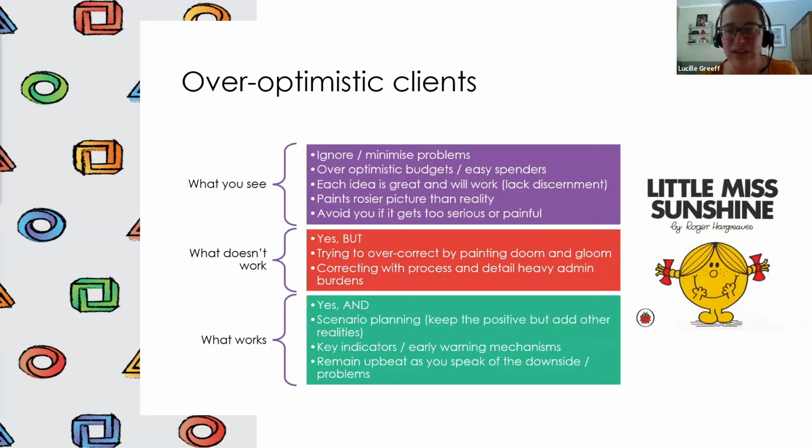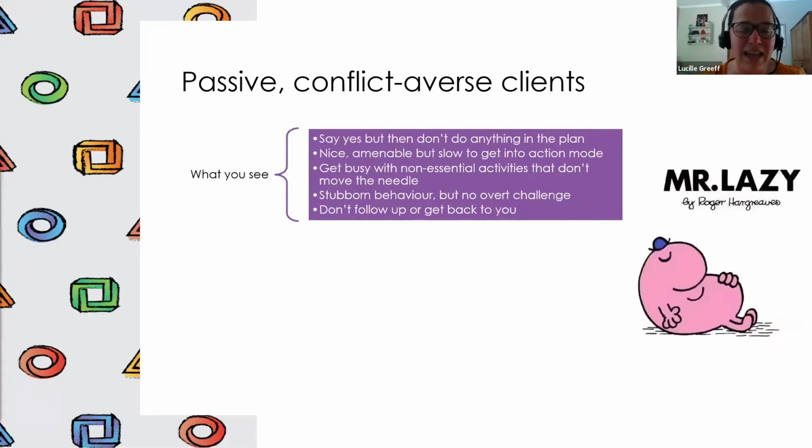The next one that we'll just look at very briefly is passive and conflict-averse clients. So these are people who say, yes, of course I'm going to go and do it, and then they don't. Just nothing happens. And they're very nice to work with, but it seems like nothing gets going. And they say, yes, I'm going to work on the marketing plan, which is our first priority. And then they go and they rearrange the stock room. So in some kind of way, they just get busy with non-essential activities. They say they'll get back to you. They don't call you. And they ignore you rather than fight with you.